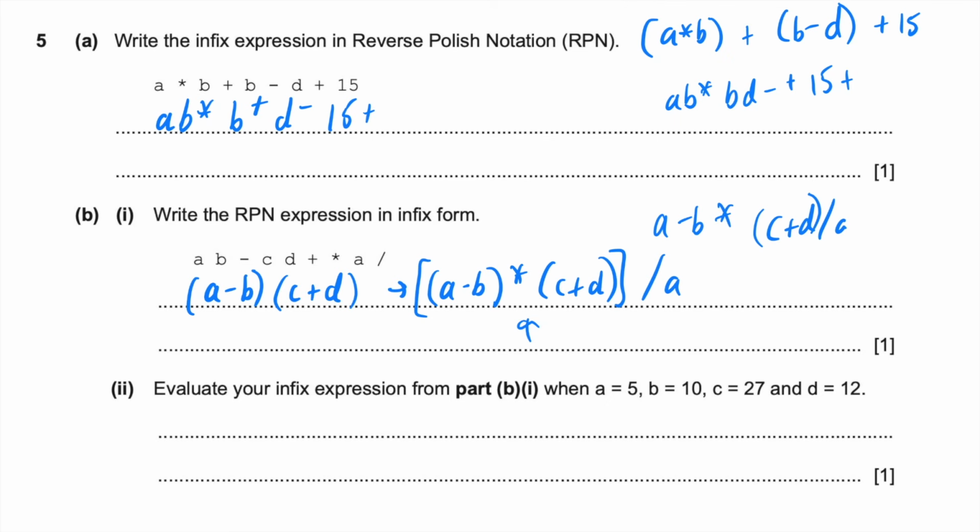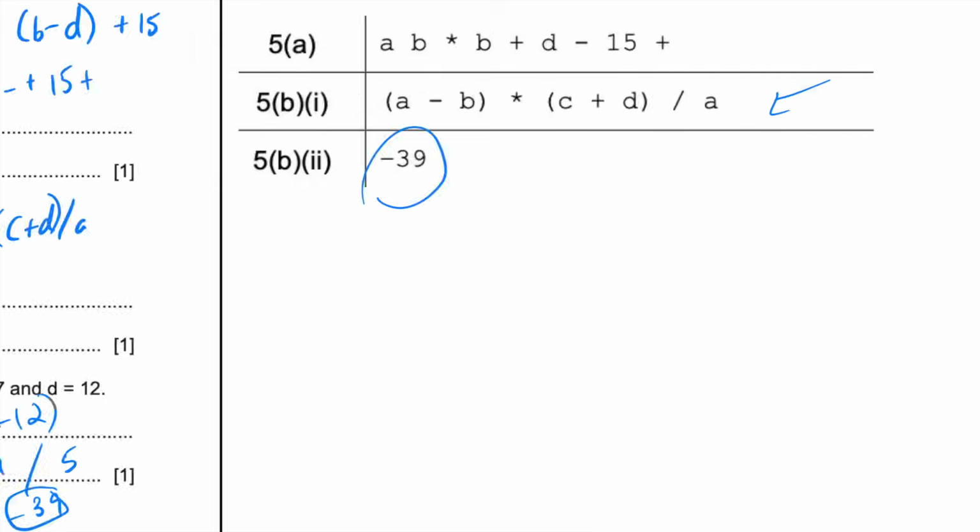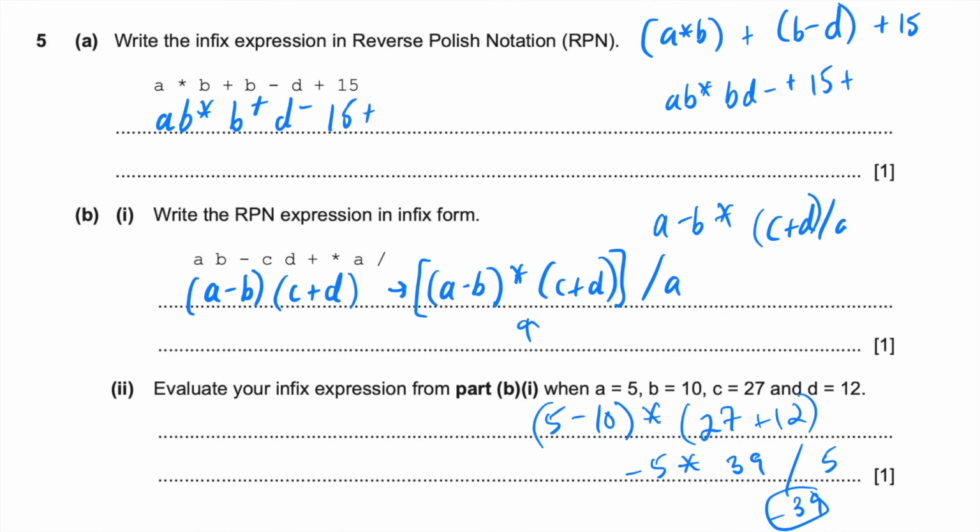We're going to have A minus B. So we're going to have 5 minus 10, which is times C plus D. So 5 minus 10 times 27 plus 12. So negative 5 times 39 divided by 5. So we're going to end up with negative 39. And that was actually the answer. So I guess this is correct right here. So this first expression was correct.